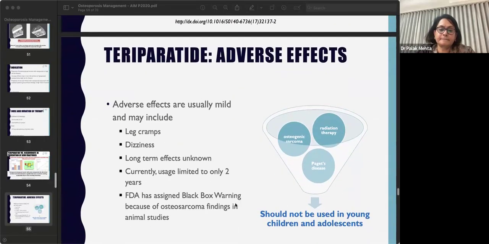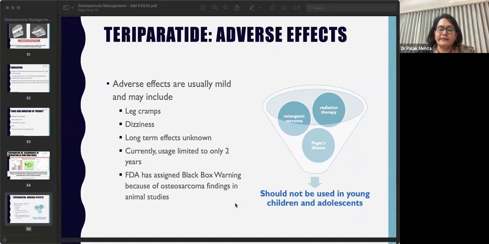Next slide. So the adverse effects are usually very mild. This is very easily tolerable. Patients may sometimes have leg cramps, dizziness. Long-term effects have not yet been reported. Currently usage is limited to only 2 years. And FDA has assigned a black box warning because of osteosarcoma finding in animal studies.